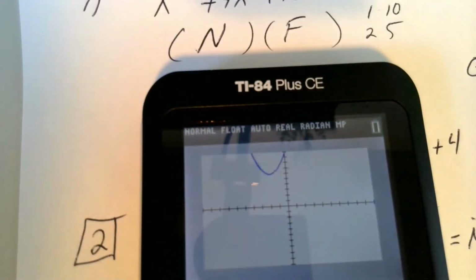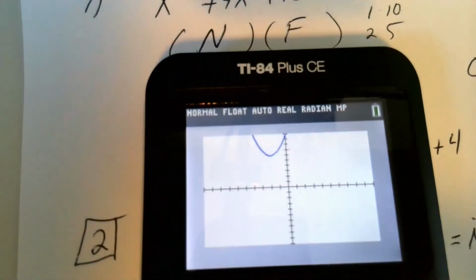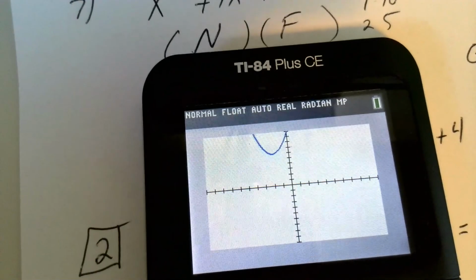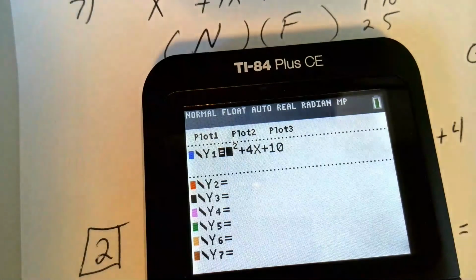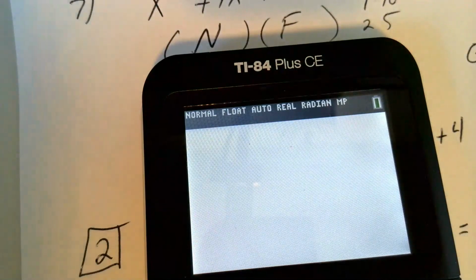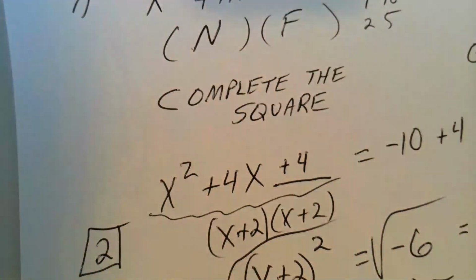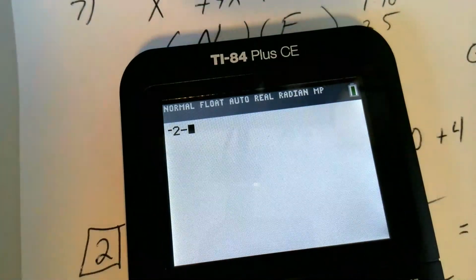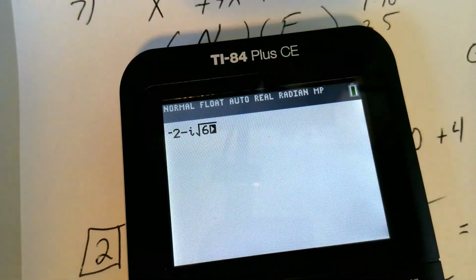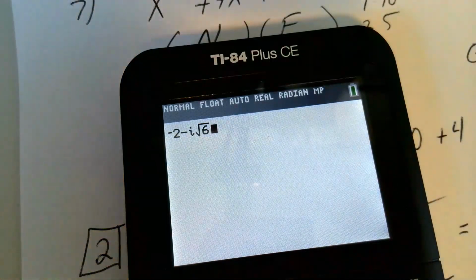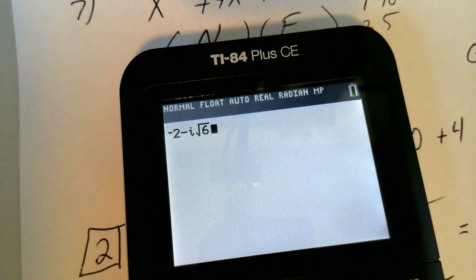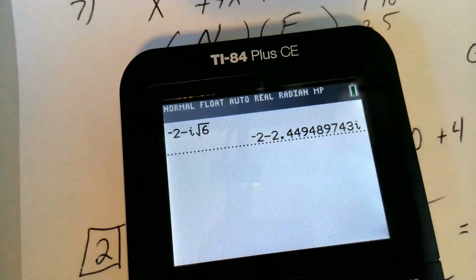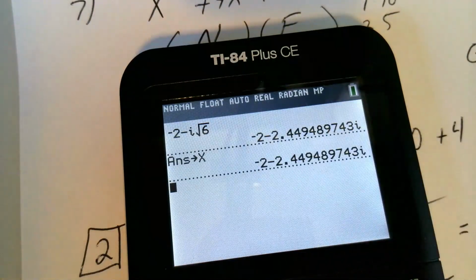I believe it will. At least I hope it will. So I'm gonna go ahead and turn this on. You guys can see that. I'll focus this in a little bit. So I'm gonna go to my home screen, and I'm gonna put that in there. So remember, negative 2 minus i root 6 was one of them. So negative 2 minus i square root of 6. That is supposed to be a solution to my thing. So I'm going to go ahead and hit enter, and I'm going to store that in x.